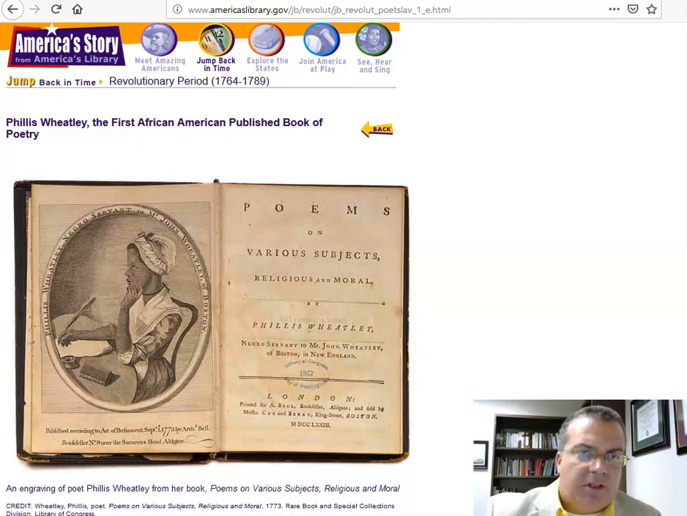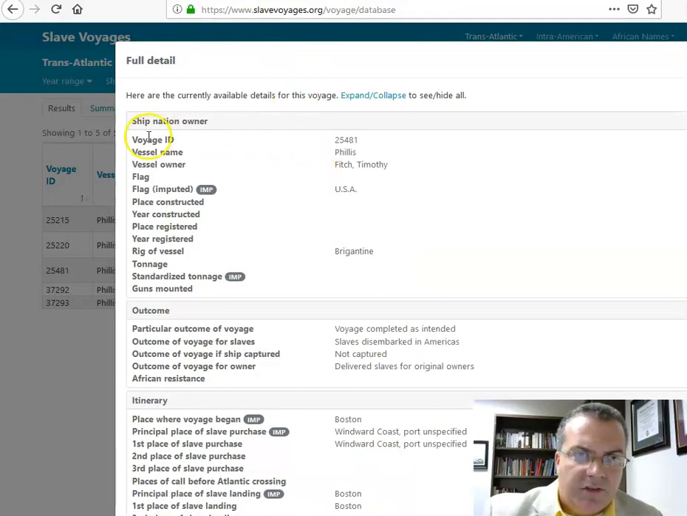So I hope you've learned a little bit today about the use of the Slave Voyages database. This is an exciting resource that scholars are using more and more, and hopefully more students will be using this as well as they continue their own research into the transatlantic slave trade.